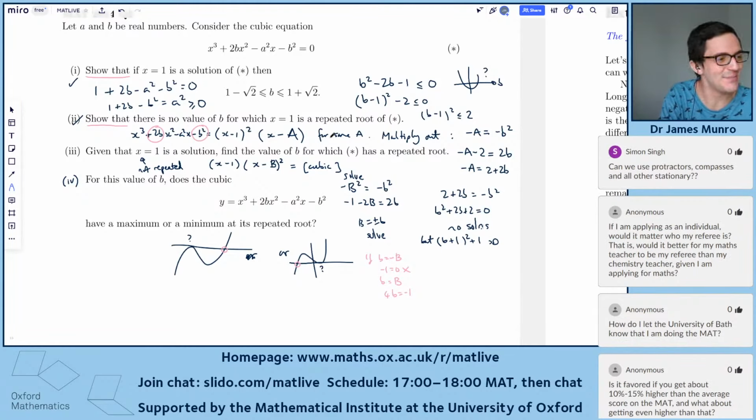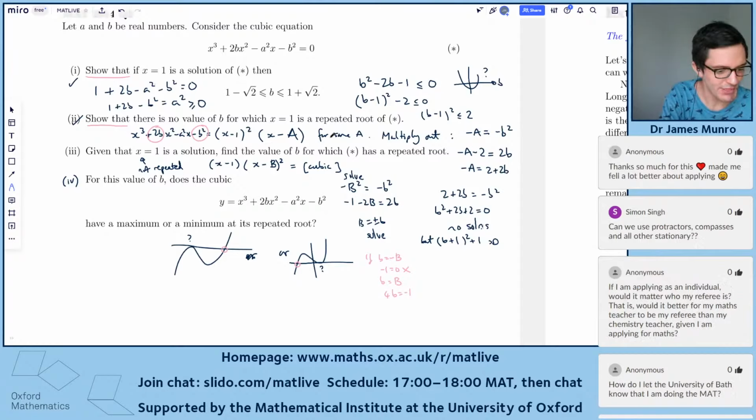Okay, right. Can we use protractors, compasses, and all other stationery? I think so, yes. I checked once. I think you can use all of the kind of geometry equipment. I don't think it helps very much. So, yeah. Okay, good.